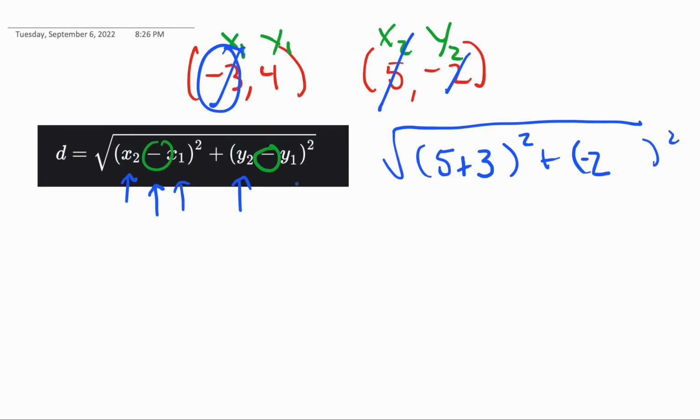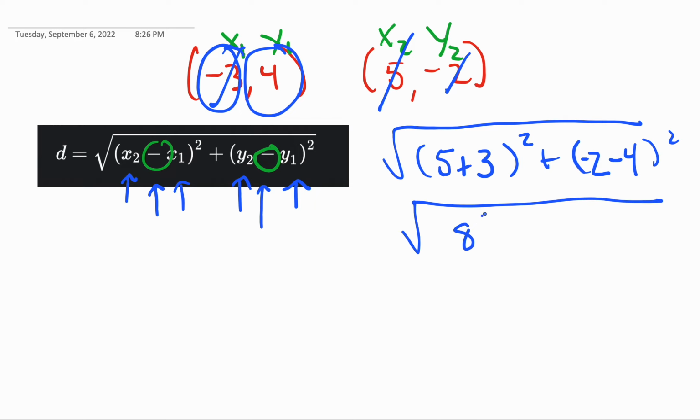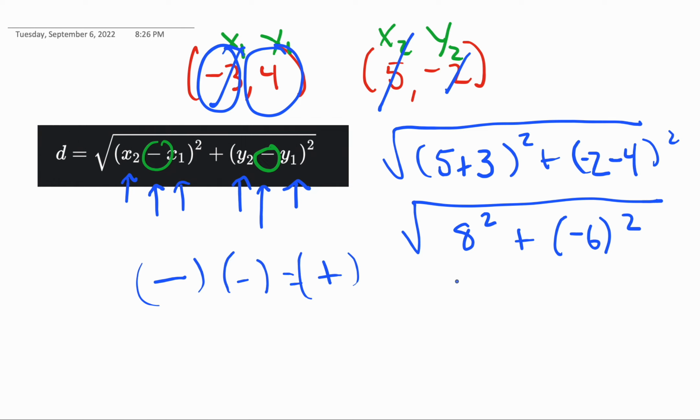So I put in y2. Now I'm going to look for y1, but that negative in the formula means the opposite of what we started with, so -4 instead of positive. And I'm going to add and do our calculations. 5 plus 3 is 8 squared. -2 take away 4 is -6 squared. And we want to remember a negative times a negative becomes positive when you multiply. So when I do this, I'm going to get 64 plus -6 times -6, or positive 36.